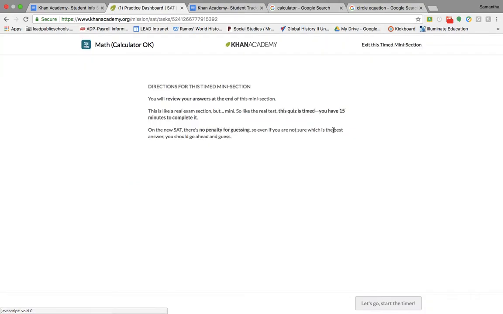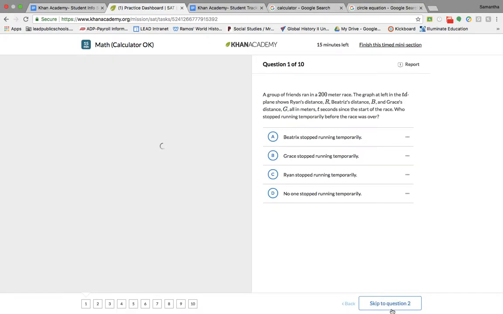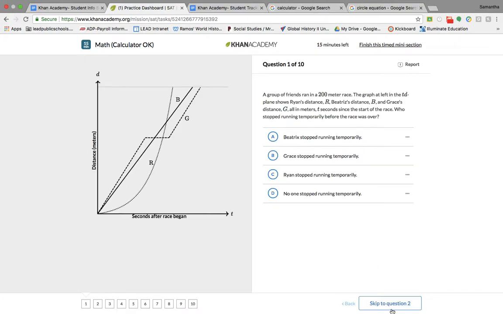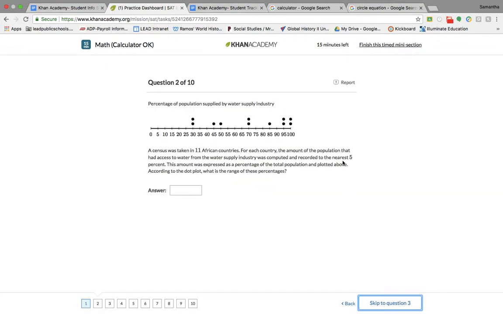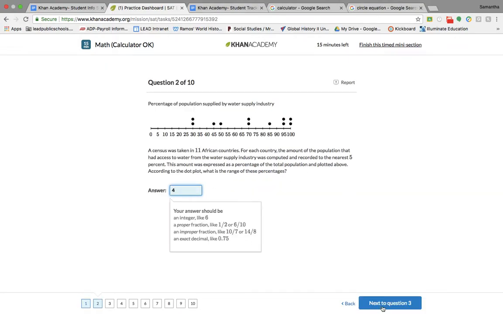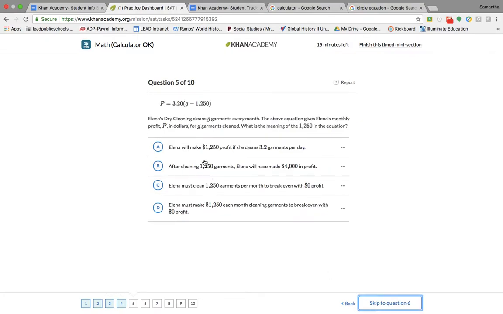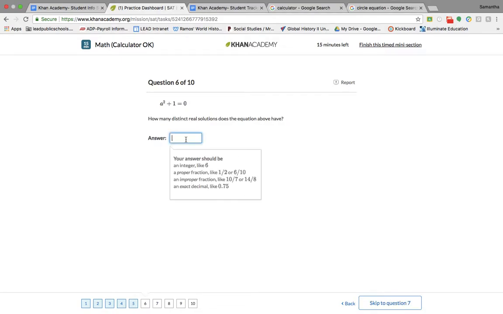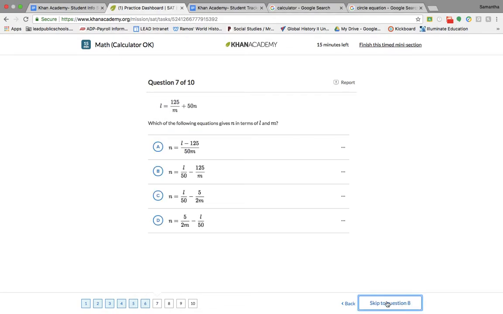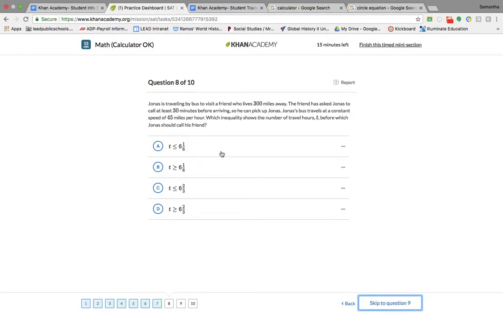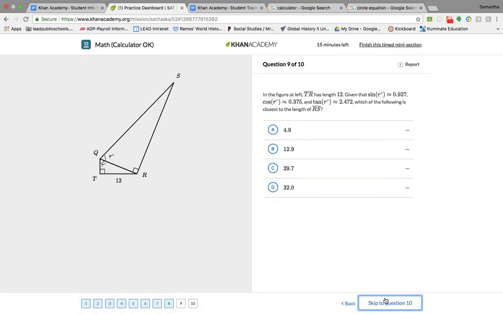So I'm going to go here, start this mini section. I'm going to read my directions and I'm going to go ahead and start. Now, I'm going to quickly go through this, but you want to take this very seriously. You got 15 minutes to use it. Use all that time wisely. I'm going to go through this for the sake of time. This is not something you should be doing. Remember, we're taking this very seriously because we want to improve our ACT scores.